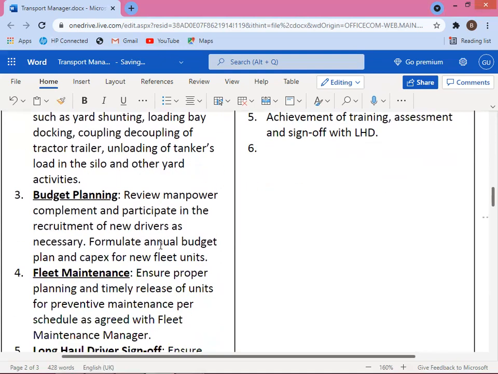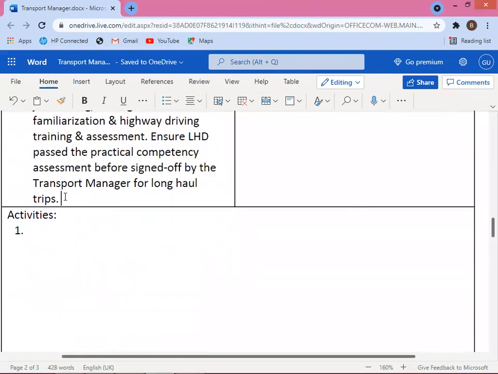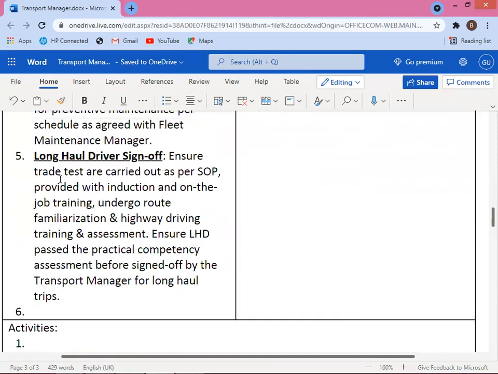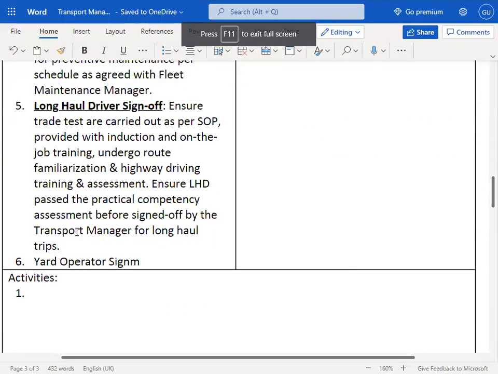Let's go to, I think I still have one here. So my number 6, I have separated this one actually. I would like to separate this. So yard, some people are calling it yard driver, some people are calling it yard operator, but I would prefer to call it yard operator rather than yard driver. So again, yard operator sign off should be separate.